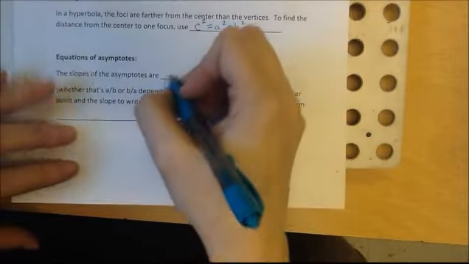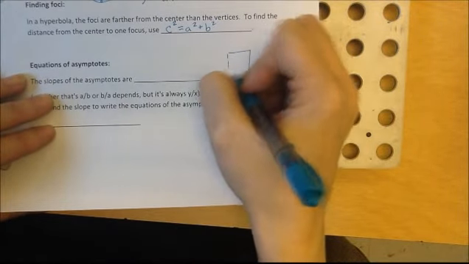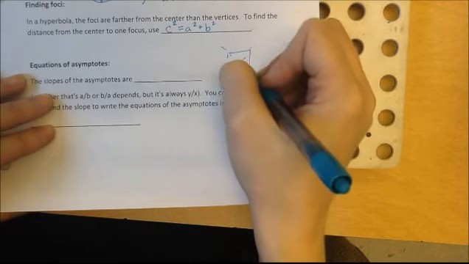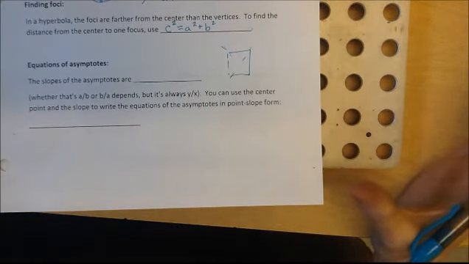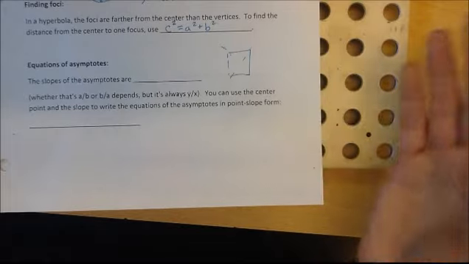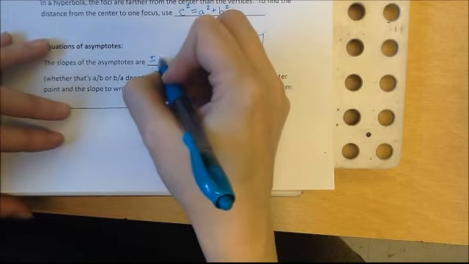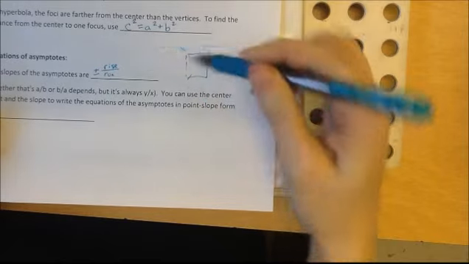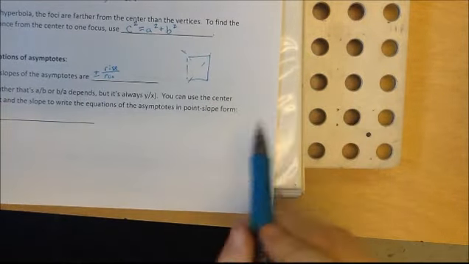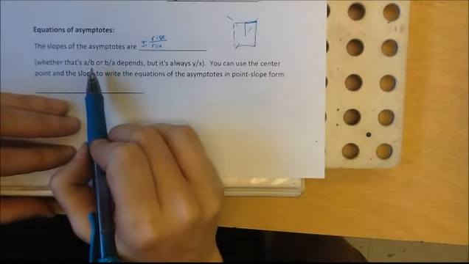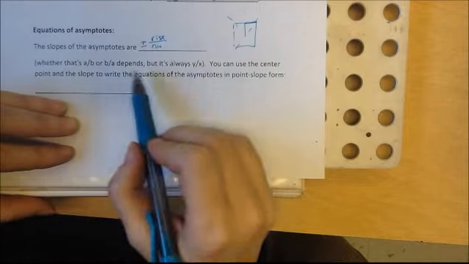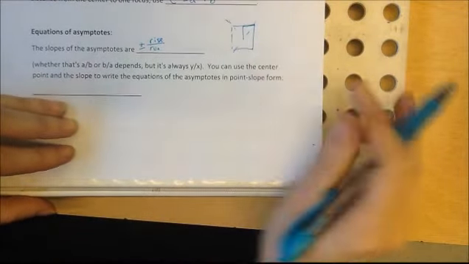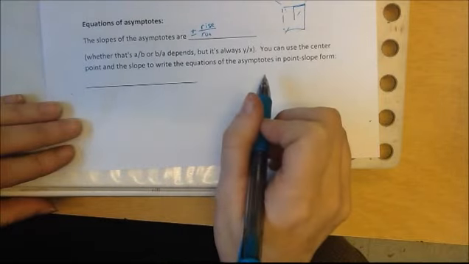Equations of the asymptotes. So when you make your box and then you draw the lines through the corners for the asymptotes, you can write the equations of the lines the normal way. Find the slope, find the y-intercept, and write it. But there is sort of a shortcut. So the slopes of the asymptotes are always plus and minus rise over run. One has positive slope, one has negative. They're just the opposite of each other. And you're basically doing the rise over the run of the box. Sometimes that's a over b, sometimes it's b over a, depending on the hyperbolas, but it's always rise over run. And you can use the center point and the slope to write the equations in point-slope form.